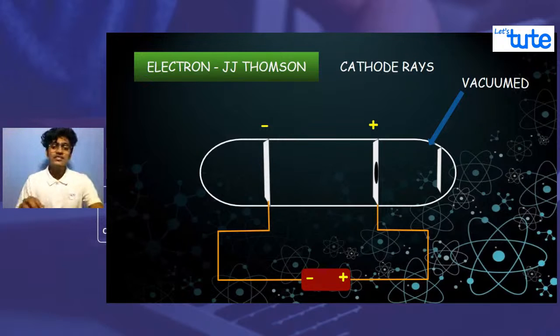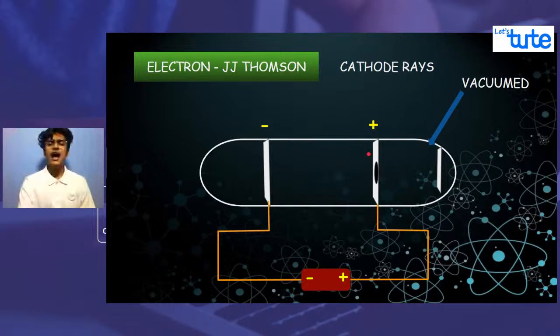Okay, vacuum. What does vacuum mean? It simply means you have taken all the air out of the glass tube, and nothing is present inside it. So the electrons, the negatively charged particles from the cathode, traveled towards the positive side, passed through the hole in the anode, and struck the screen. This is how electrons were discovered by J.J. Thomson.